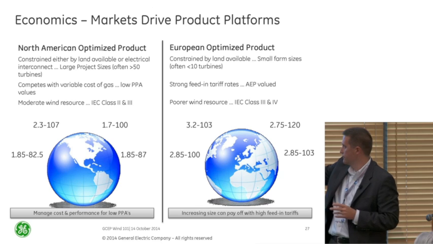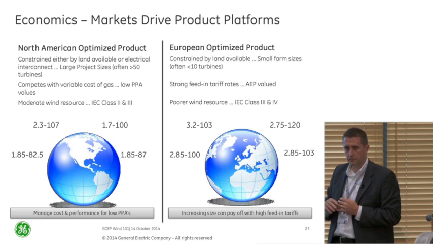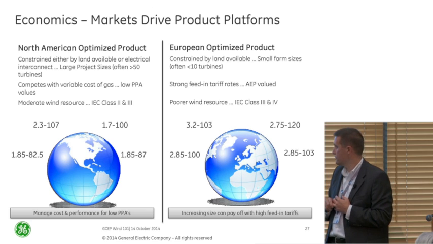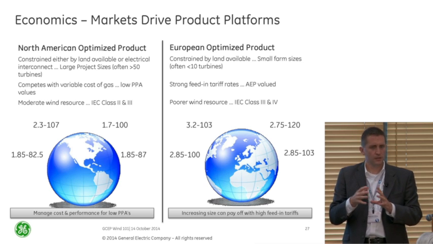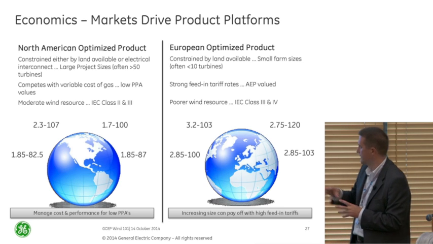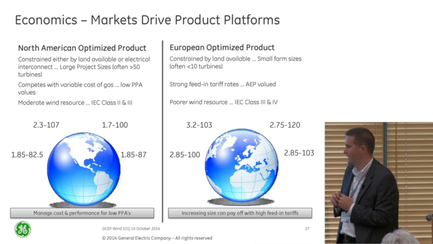And you can see the different products we have for the North American market, anywhere from 1.7 megawatts to 2.3 megawatts and 82 meters to 107 meter rotor diameter. So that's a nice mix for the US market, and that's always changing. I'm sure we're going to add some new products soon.